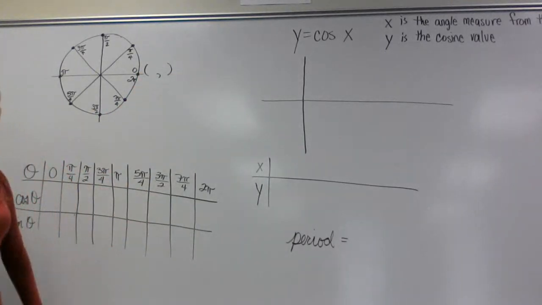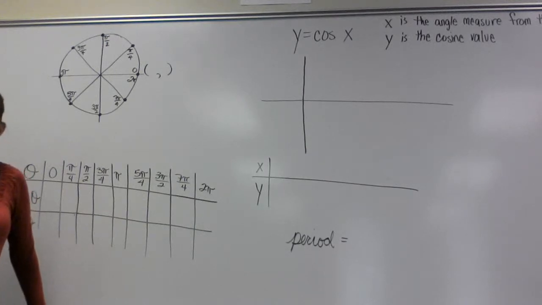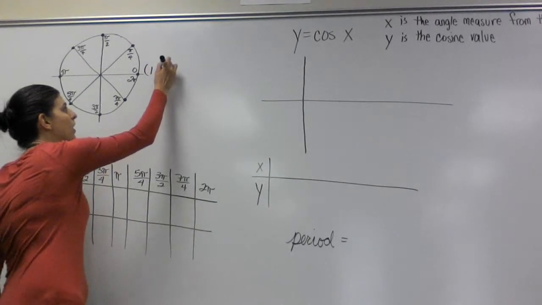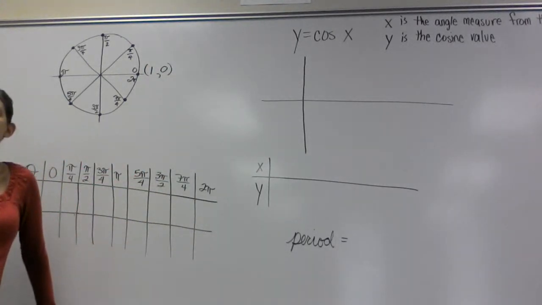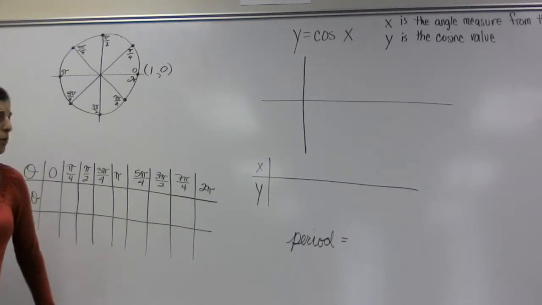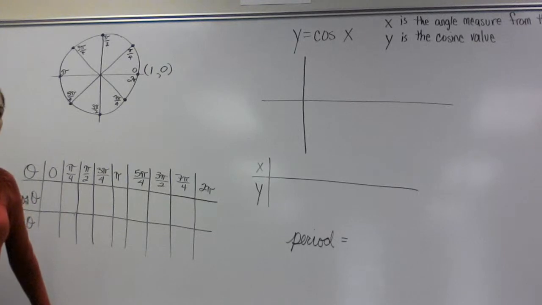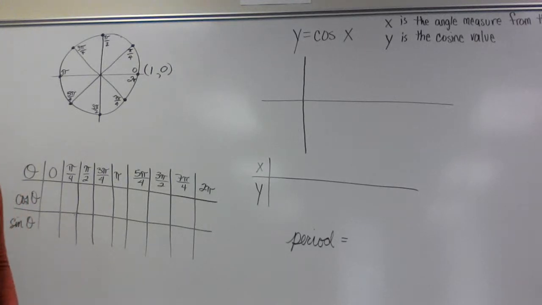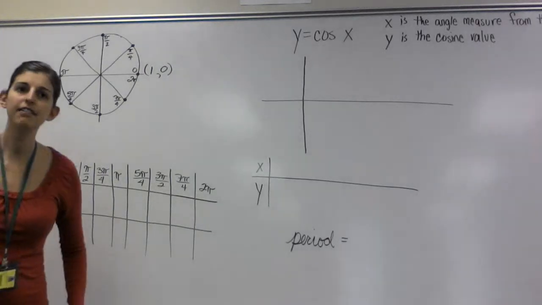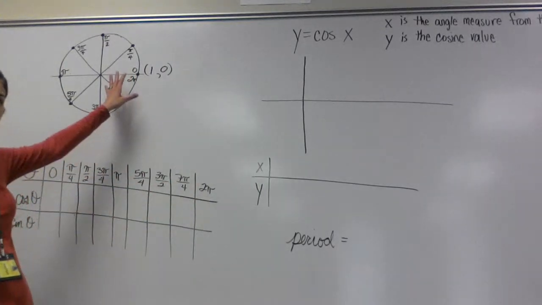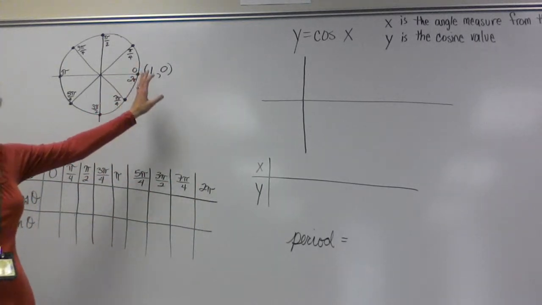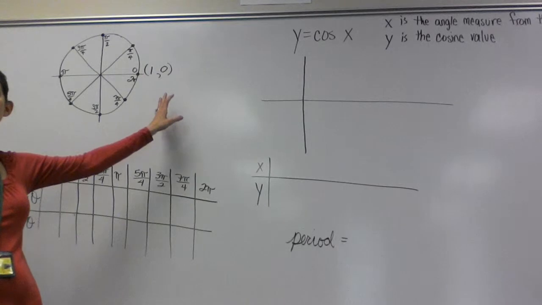What is the ordered pair at the angle of 0? 1, 0. What does that give me? Which is which? Cosine, sine. Cosine of 0 would be 1, and sine of 0 would be 0. The cosine of the angle is the x value on your unit circle. The sine of the angle is your y value on your unit circle, right?